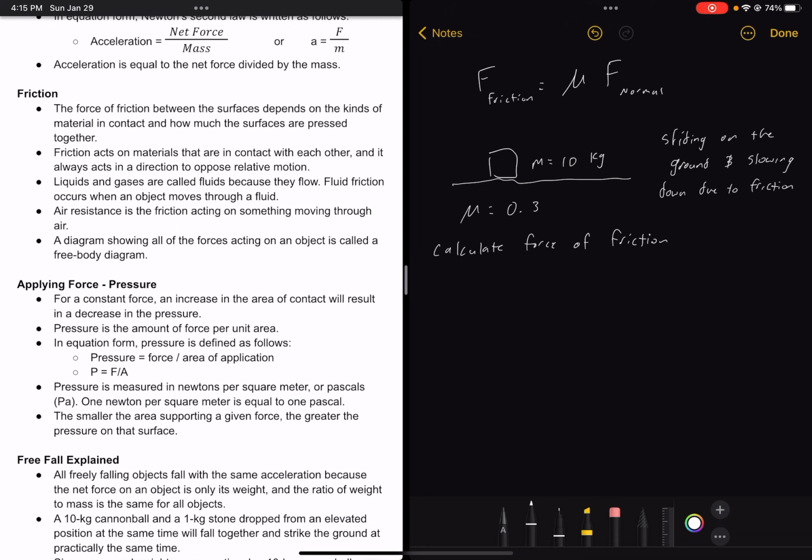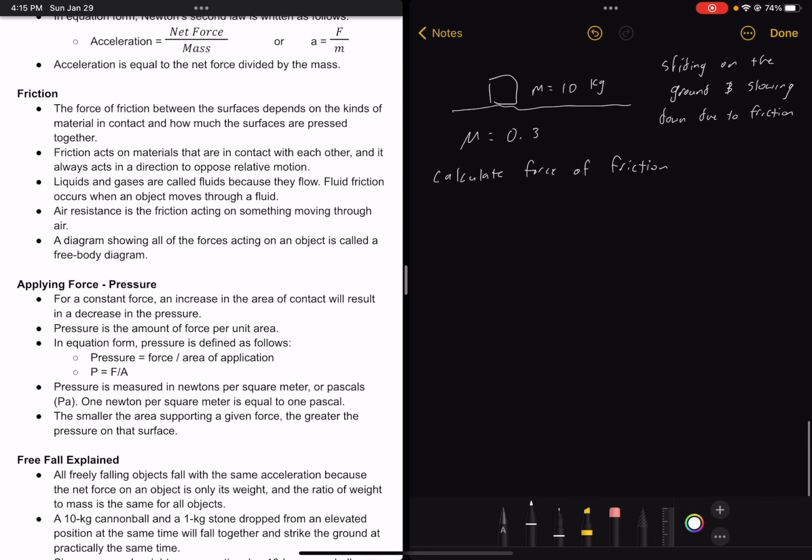Well, first things first, let's draw a free body diagram to figure out what's going on. So here we have the box, and there's actually going to be 3 forces acting on the box. Here I have the weight force, the force of gravity, that's pulling it down. I'm going to have a normal force that's holding it up, the normal force between the ground and the box. And then I'm going to have a force of friction that's going to be slowing it down.